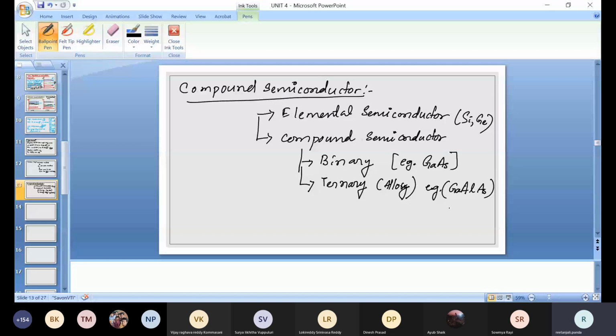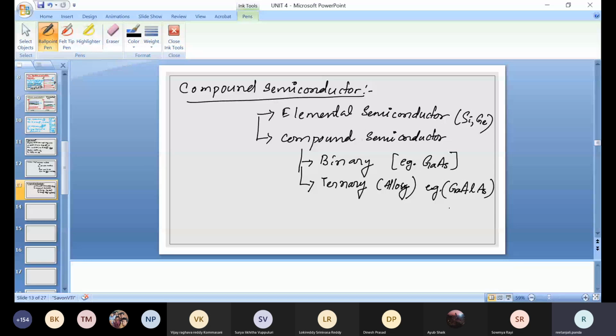When I say elemental semiconductor, that means these are the elements which are found in your periodic table. In the periodic table, fourth group elements are there, right? The fourth group elements are carbon, silicon, germanium, lead, and also we find tin. These are nothing but your fourth group elements.